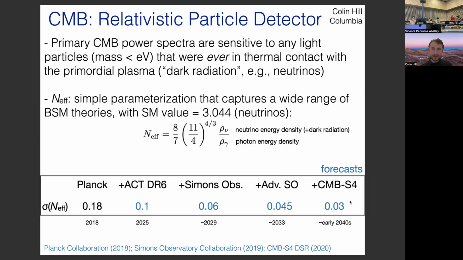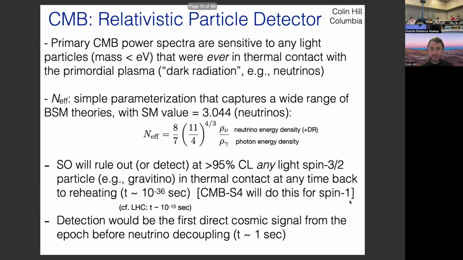So there's a lot of reasons to be excited and to hope that we might see evidence of new physics with these measurements. Just to give you a taste of some of the things we'd be sensitive to, with the Simons Observatory precision on this parameter, we could detect any spin 3/2 particle that was ever in thermal contact with the primordial plasma, the whole way back to the end of inflation.